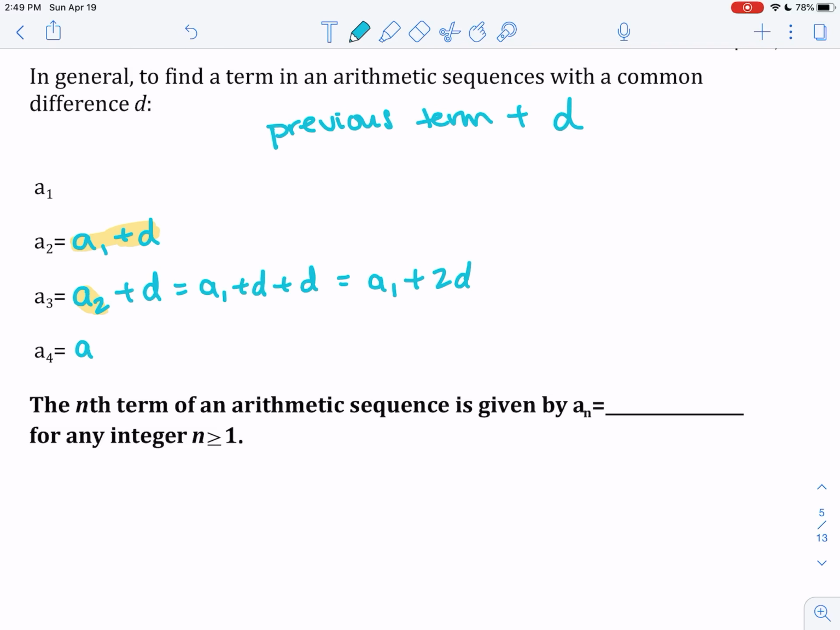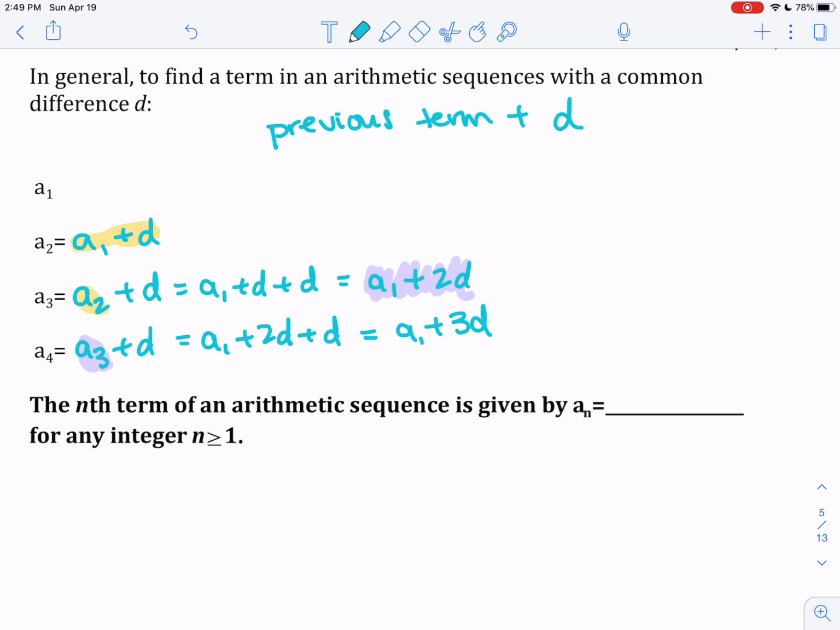Okay, so to find my fourth term, I would take my third term plus D, but again, I can make the substitution because my third term is that. So this becomes a1 plus 2D plus another D. So in other words, my first term plus 3D, because I need to take my first term and add D 3 times to get all the way to my fourth term, right?